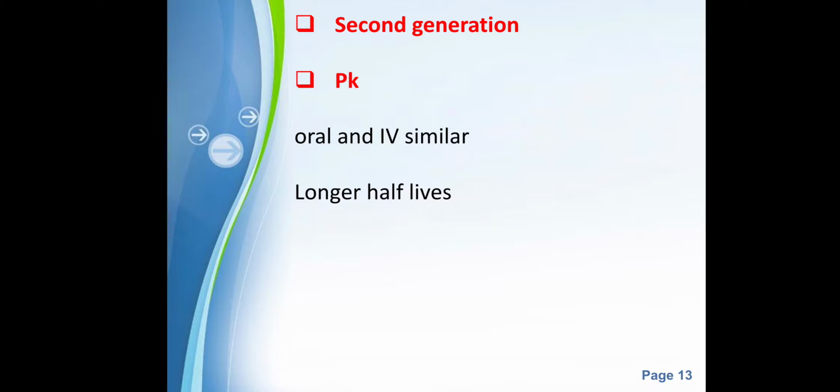Okay, same way second generation pharmacokinetic parameters: oral and IV both have similar actions, means similar potency of action, and they have longer half lives. Benefit of having a longer half life is we have to give it at a lower frequency. Instead of 3 times, giving 1 time is enough, like that.